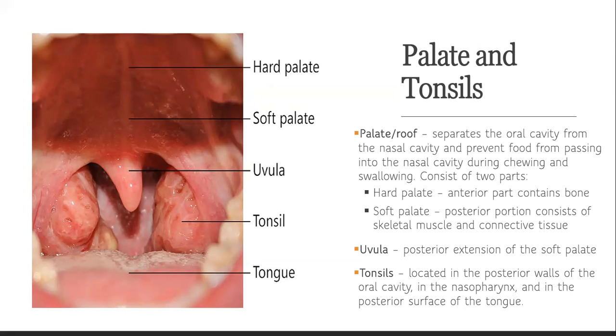Then we also have the uvula. Ito yung usually na nakikita natin kapag binuka yung ating bibig. Yan, the posterior extension of the soft palate. Then we have our tonsils. They are located in the posterior walls of the oral cavity, in the nasopharynx, and in the posterior surface of our tongue.